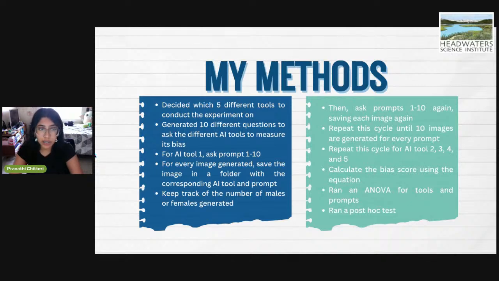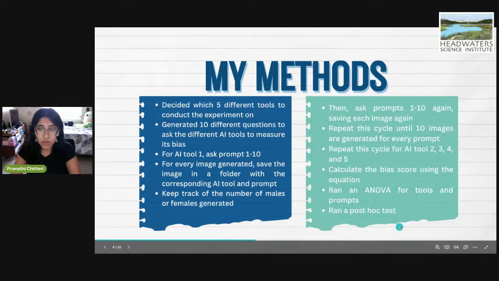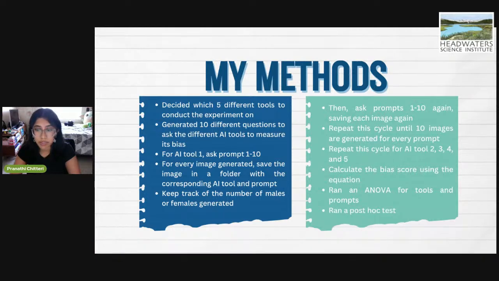And after that, you calculate the bias score using an equation. This equation is basically the expected amount of males you want generated minus the actual amount of males generated, and the absolute value of that. So this shows how much the results differ from the expected ratio of males to females. And for the results that we got, we ran an ANOVA test for the tools and the prompts, and we also ran a post hoc test.